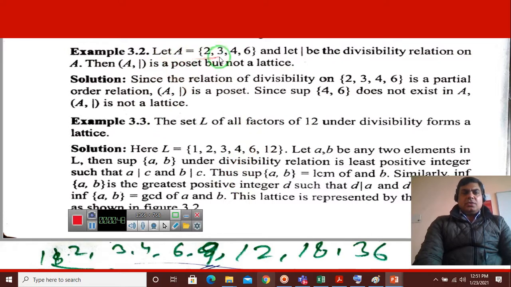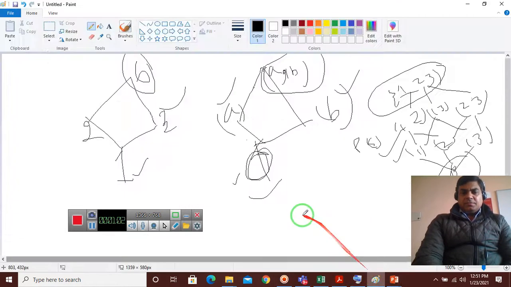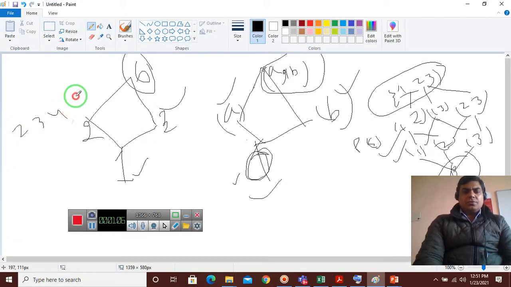So take the set 2, 3, 4, 6, and let the relation be the divisibility relation. For the Hasse diagram, 2 cannot divide 3, so they should be in the horizontal position. 2 divides 4, 3 divides 6, and 2 also divides 6.